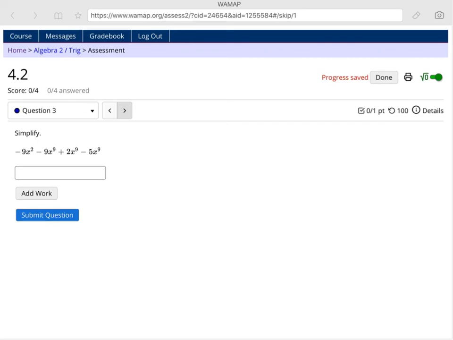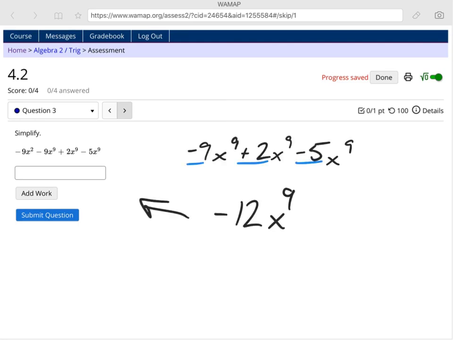Next up, my next term type has an x to the ninth in it. So I'm going to circle anything else that has an x to the ninth in it, which just happens to be everything else, three of them. And so in this case, that means I have negative 9x to the ninth plus 2x to the ninth minus 5x to the ninth. Now, when I put all those together, I know it's going to be something x to the ninth. In order to get that something, we're just going to do negative 9 plus 2 minus 5. So negative 9 plus 2 is negative 7. Negative 7 minus 5 is negative 12. And so then that's what's going to be going over here in my answer box. We're going to write it minus 12x to the ninth.